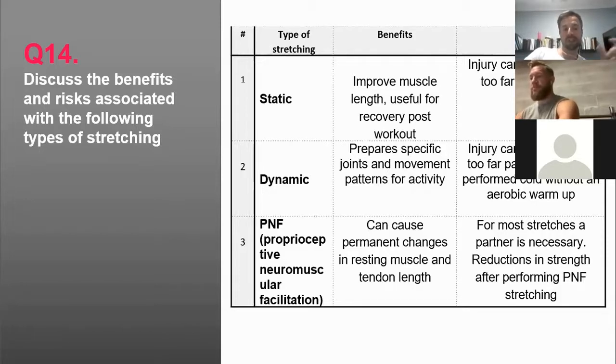But if you can see there on the second one, dynamic stretching, we always do dynamic stretching before a workout. Does that make sense? You guys should probably be aware of that through footy and stuff, right? Dynamic stretching like arm circles and leg swings and stuff like that, we do before the workout because that prepares the joints and the movement patterns for activity.